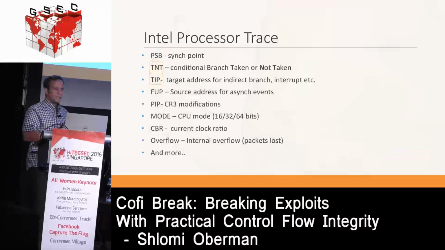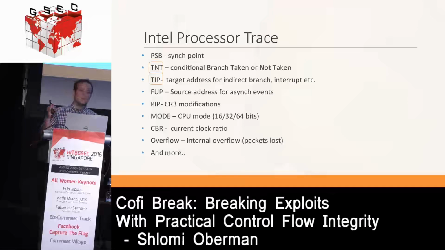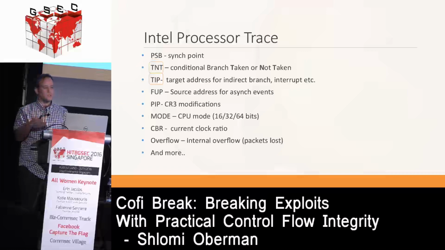It's based on 9 different packet types. We're not going to go into each and every one of the packet types. 2 are of more importance and are basically the packets used to perform a trace. These are the TNT packets and the TIP packet. The TNT packet will tell us, for every conditional branch, whether the branch was taken or not taken.